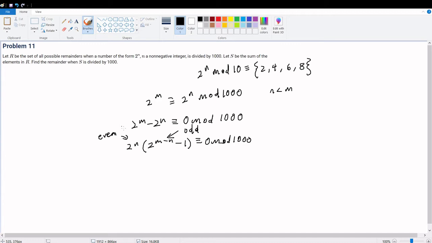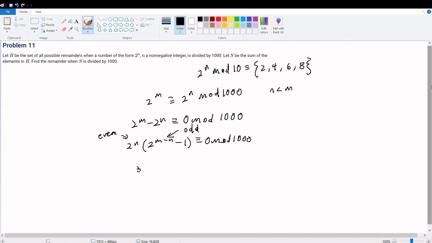If we overcounted, then we would get an incorrect value of s, which means that our answer would be wrong. So since we want to find a minimum value of n and m, the minimum value of n would assumably be 3, because every multiple of 1,000 is divisible by at least 8. So we can say that n is equal to 3, and that means we have that 2 to the third times 2 to the m minus n minus 1 is congruent to 0 mod 1,000.